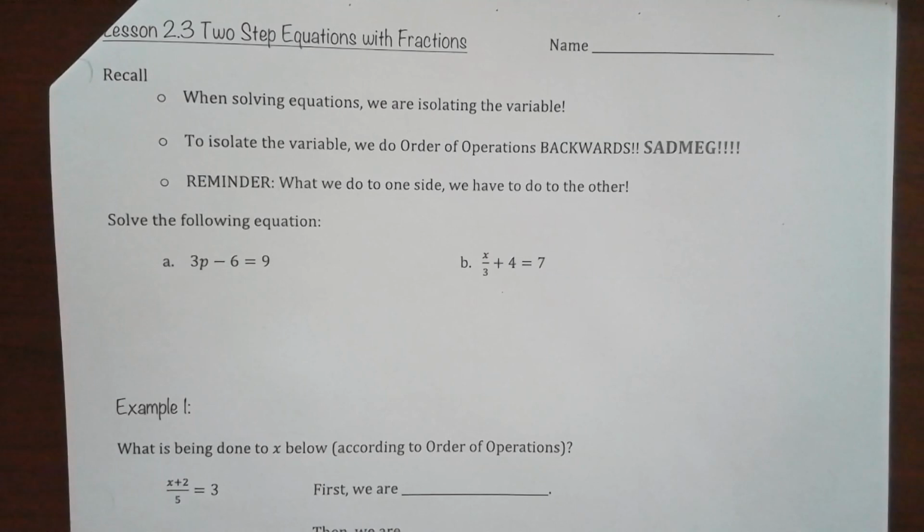Use your tools. To check it, we plug in the 13 for X. That gets me 13 plus 2, which is 15, divided by 5 is 3. The solution works. That means 13 is the correct answer. Any questions there? Moving on.